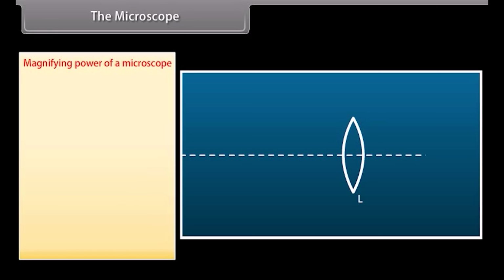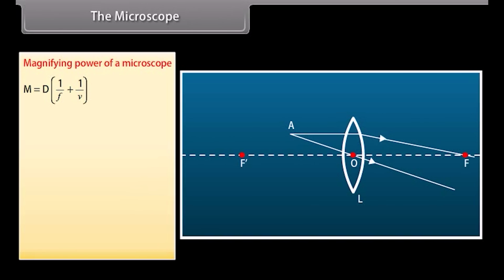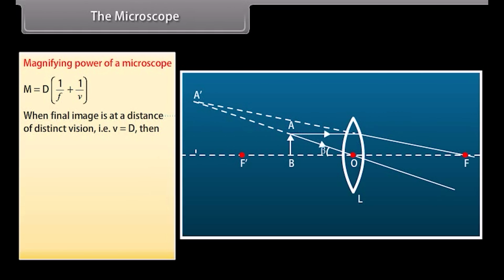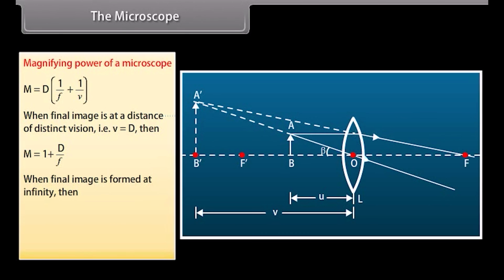Magnifying power of a microscope. M is equal to D into (1/F + 1/V). When the final image is at the distance of distinct vision, that is V is equal to D, then M is equal to 1 plus D/F. When the final image is formed at infinity, then V is equal to infinity, M is equal to D into (1/F + 1/infinity), that is D/F.